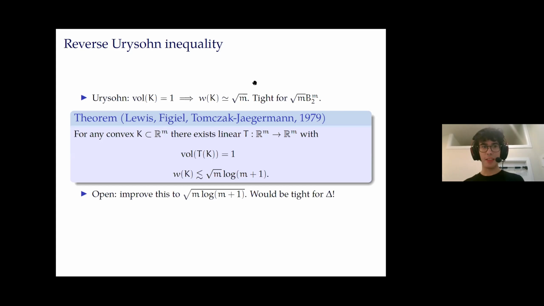And I should mention that the original Urysohn's inequality is a much simpler argument than this reverse inequality. And here we're going to look at one of the main tools used in the proof of this theorem. So while we will not prove the entire theorem, we will see this Pisier's inequality, which carries most of the weight.